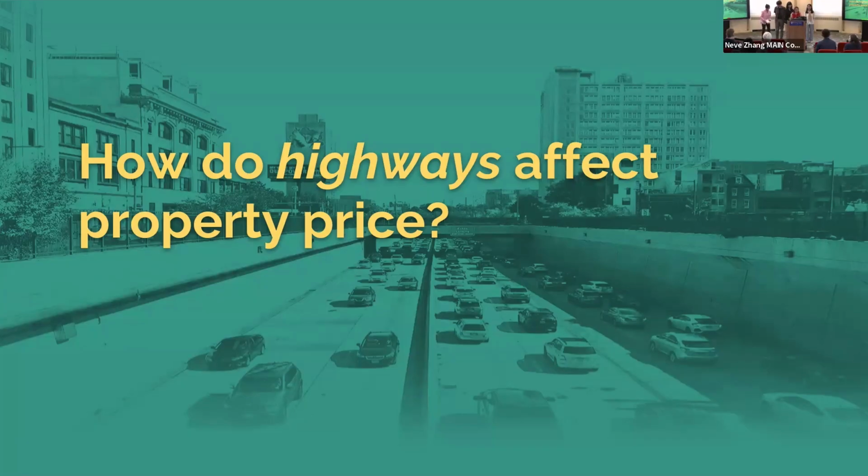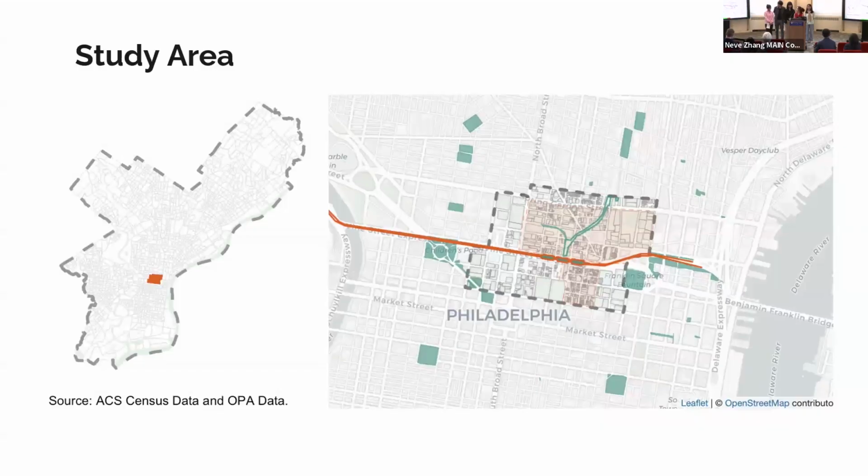So in order to understand how the Chinatown Stitch, a cap that effectively removes the presence of the highway, could change property prices, we first need to understand the highway's effects on property prices themselves. So this is our study area. We go from Arch Street to Green Street, 6th to 17th Street, with a total of 3.36 square kilometers.